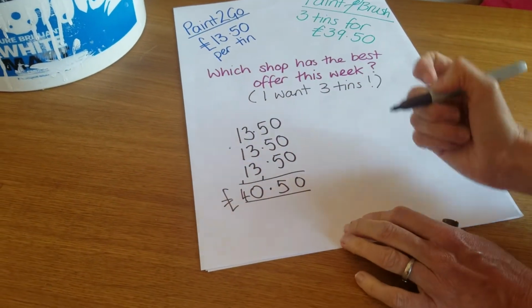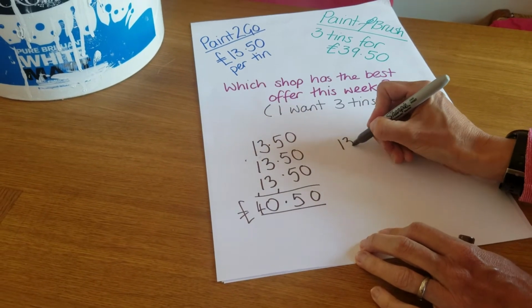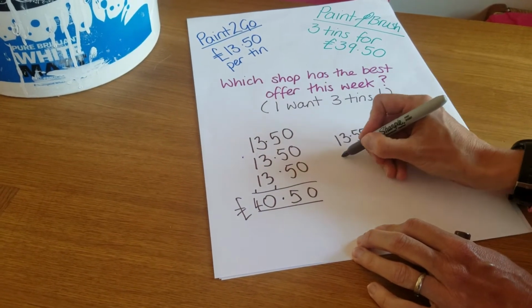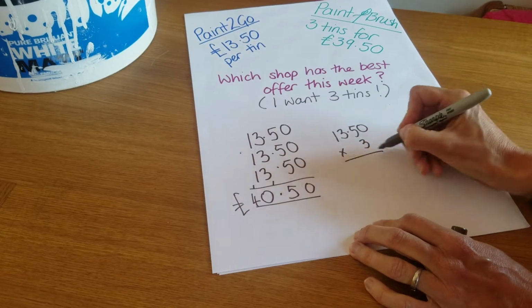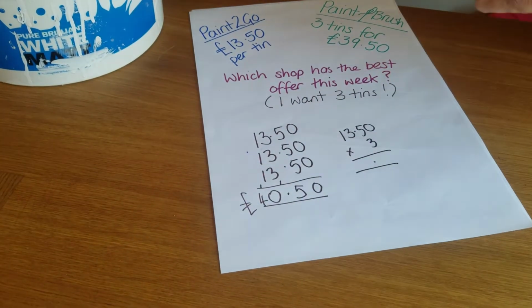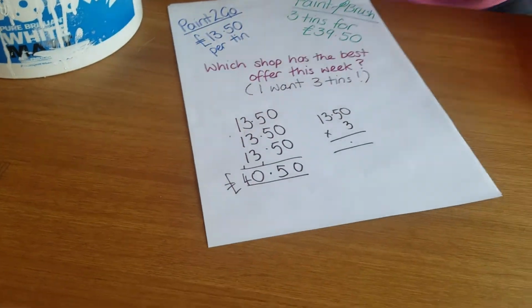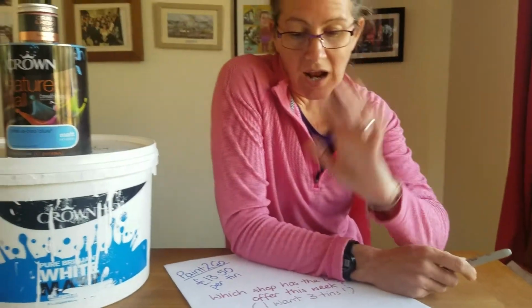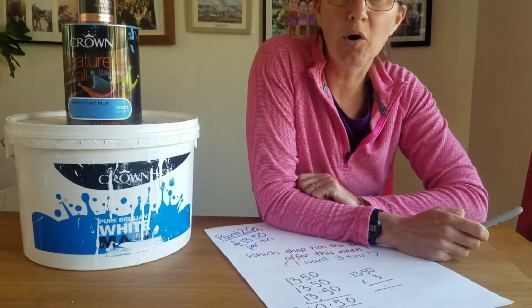Of course, you could do this as a multiplication. Some of you may have done that, and that would have been fine as well. So, as long as you're practicing your column method, either one of these would be suitable. I now know I'm glad I bought the offer of 3 tins of paint. Well done.